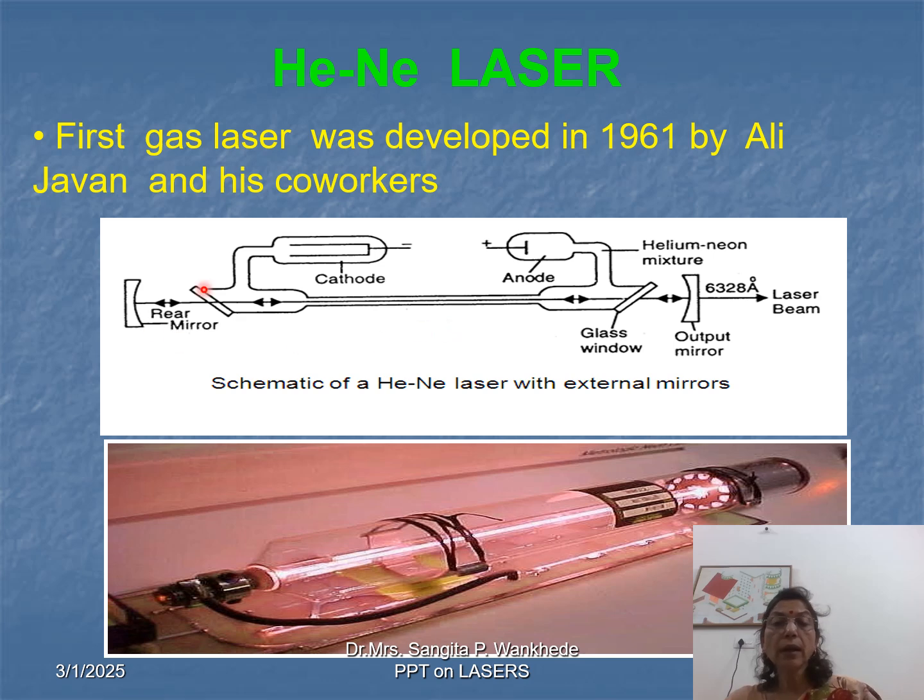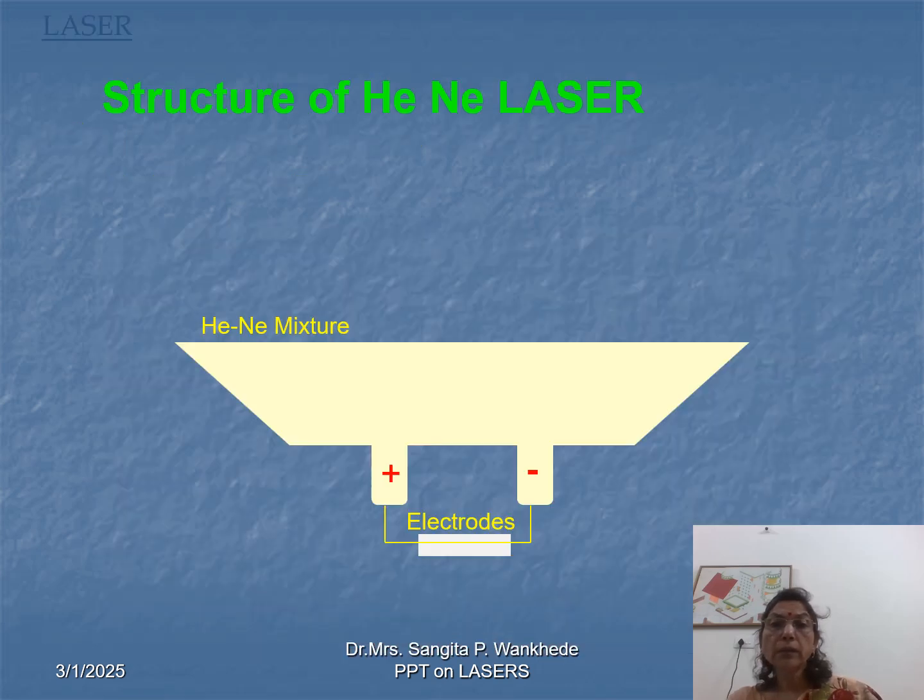These windows are inclined at Brewster's angle to get plane polarized light. Here the front mirror is semi-transparent and partially silvered, and the back mirror is fully silvered. So it is an optical cavity resonator. Its length is 2L equal to n lambda. The structure is shown, and electrodes are there.